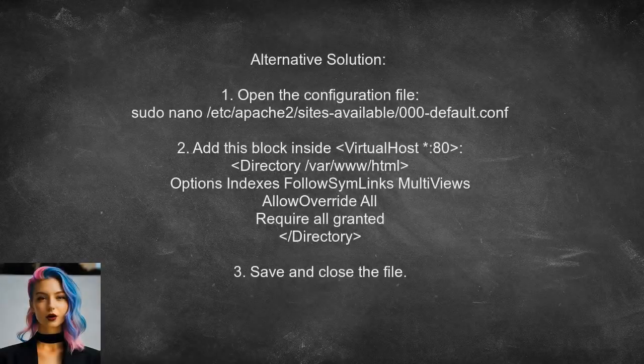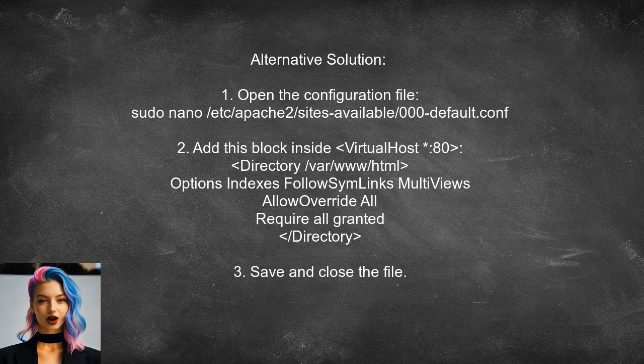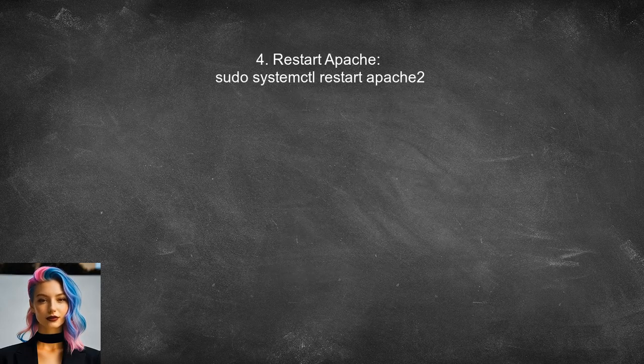An alternative solution suggests modifying the default Apache configuration file. First, open the file located at /etc/apache2/sites-available/000-default.conf. Inside the virtual host block, add a directory block for your web root, allowing overrides by setting AllowOverride to All. After saving the changes, restart Apache to apply the new settings.